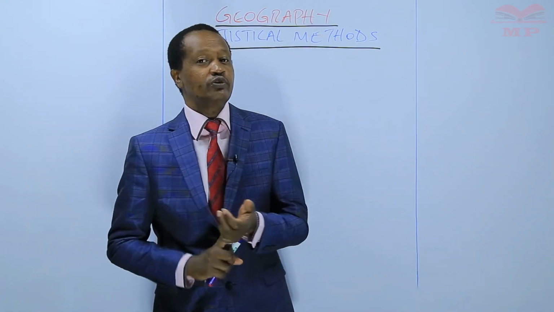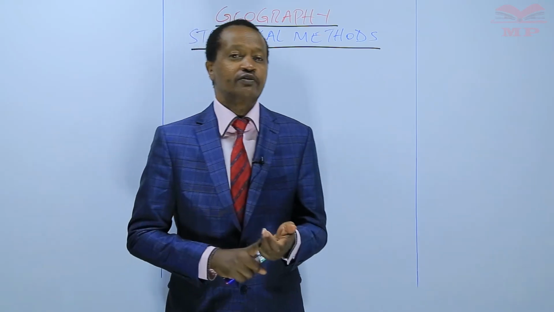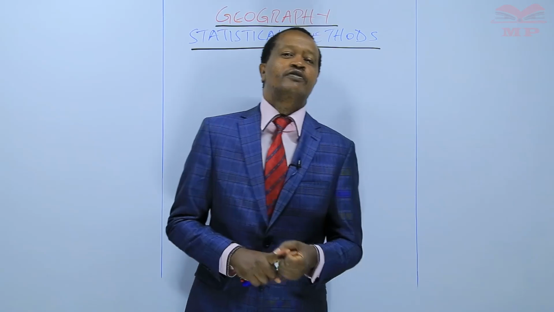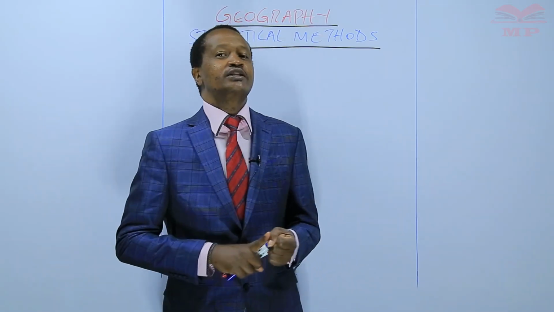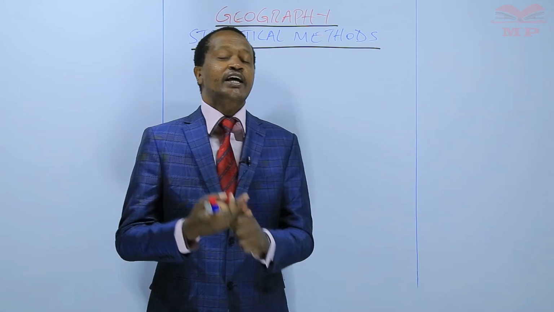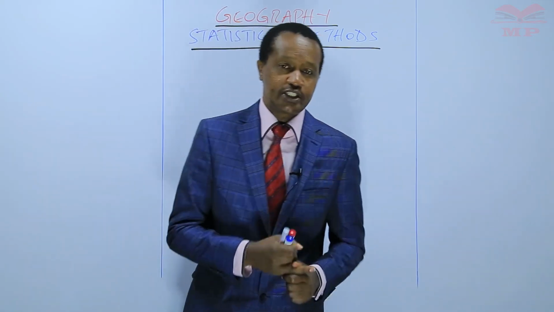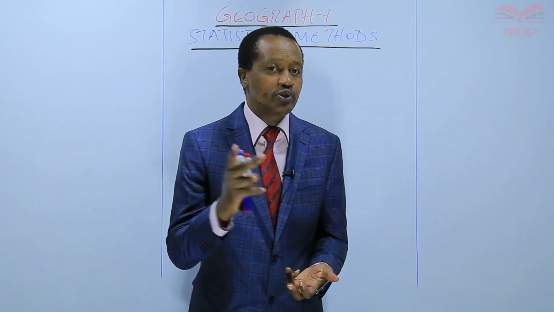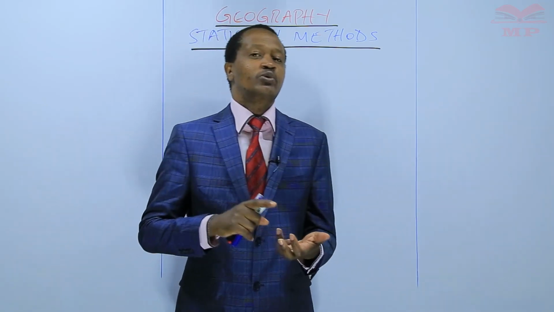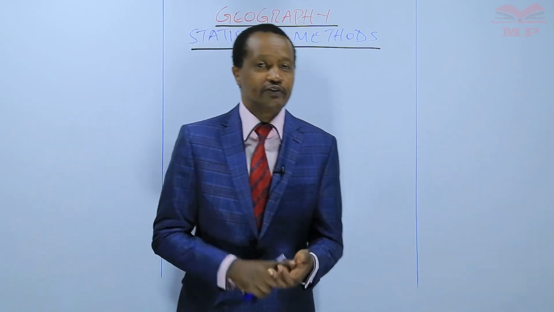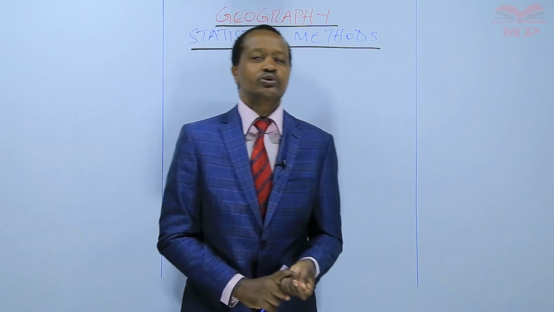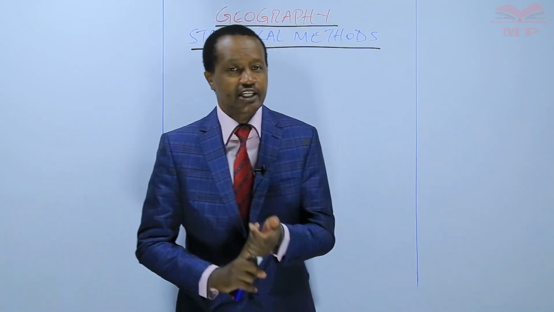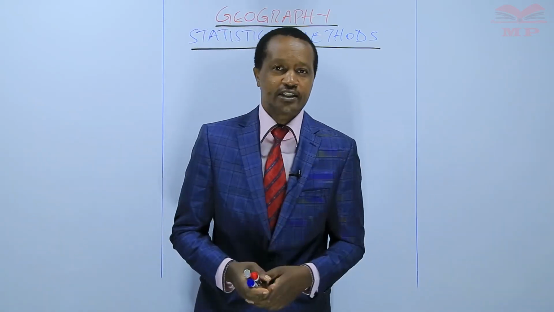Number 1, use of questionnaires. Number 2, interviews. Number 3, observation. Number 4, sampling. Number 5, taking measurements. Number 6, experimentation. And lastly, extracting data from secondary sources. So far, we have studied 2 methods, that is the questionnaires and interviews. Today, we want to study observation as a method that a researcher can use to collect data.